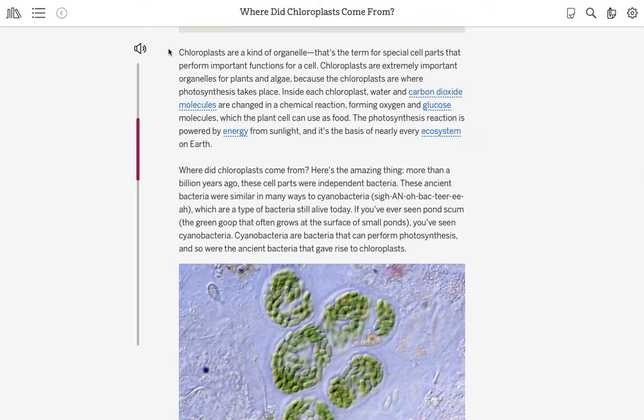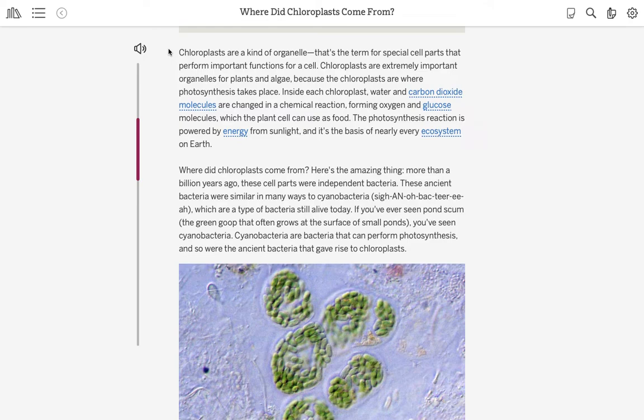Chloroplasts are a kind of organelle. That's the term for special cell parts that perform important functions for a cell. Chloroplasts are extremely important organelles for plants and algae because the chloroplasts are where photosynthesis takes place.